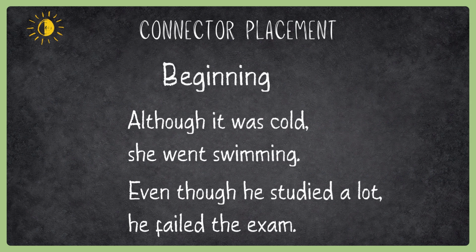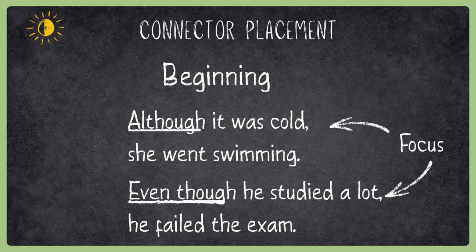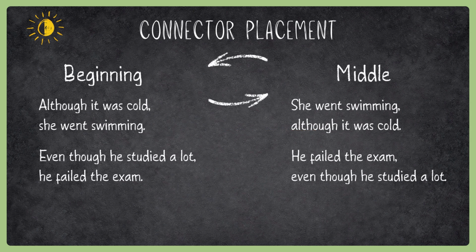When you start the sentence with although or even though, you're putting more focus on the contrast or surprise. Although it was cold, she went swimming. Here, you're highlighting the surprising condition first. It was cold. When you place it in the middle, you're focusing first on what actually happened, and then you add the contrast as extra information. She went swimming, although it was cold. The main focus is on what she did, not the contrast. Both options are natural. It's just a matter of emphasis.